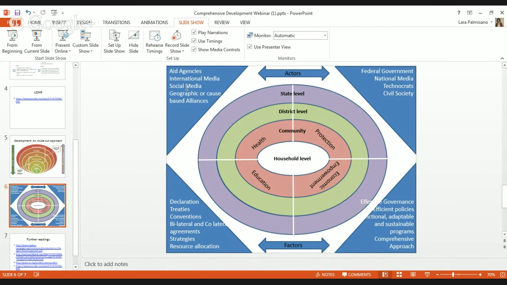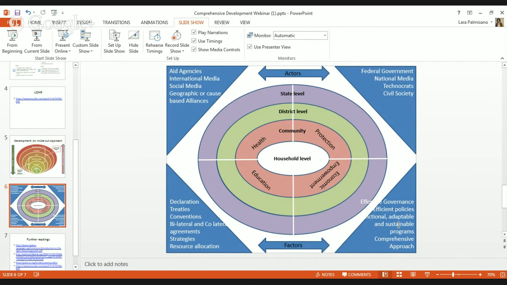For example, Ebola. Ebola came into international media, and then it was highlighted worldwide, and it took a lot of attention from aid agencies and every stakeholder. Then there are geographic or cause-based alliances, for example, SAARC, the Union, OIC, or Girls Not Brides, which is a cause-based alliance. So these are the different actors. And the factors which are also involved in this whole framework are effective governance, and then efficient policies, and then functional, adaptable, and sustainable programs.